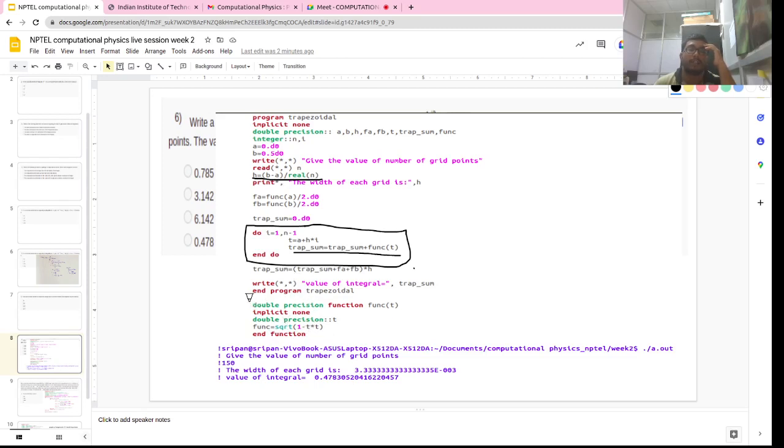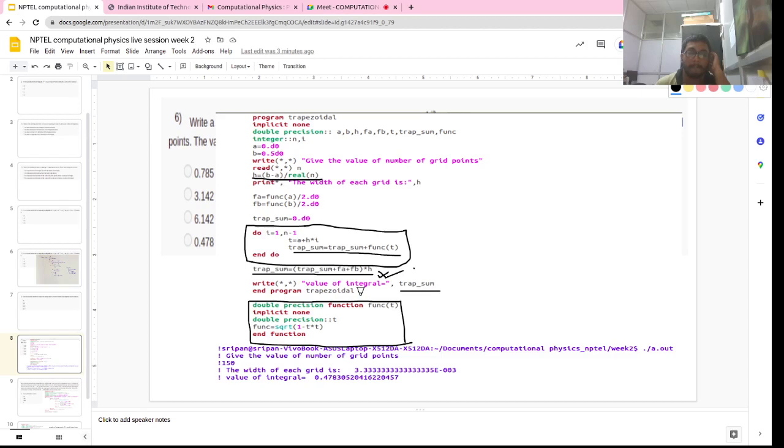Okay, so the function is defined here, and then that function has been called within the main program here, and then it is going to calculate that summation and this term. And since we are just outside of the do loop, this do loop is completed, right? That will give us the sum of those summation terms, and then we are adding f a and f b to that and multiplying with h. So this is the integration formula for the trapezoidal method, and that trap_sum will give us the value of the integral. Okay, and then the program will end.